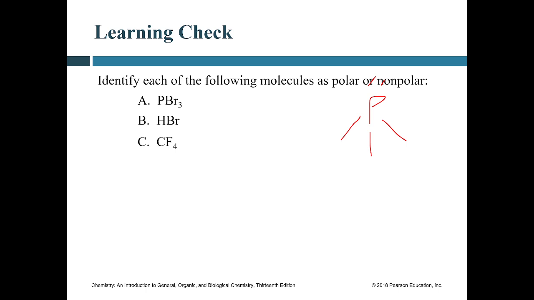Okay. Now, how about HBr? I would say first, is the bond polar? It is. Bromine is a halogen, and hydrogen is one of the weaker ones, so it has to be up there for it to be polar.